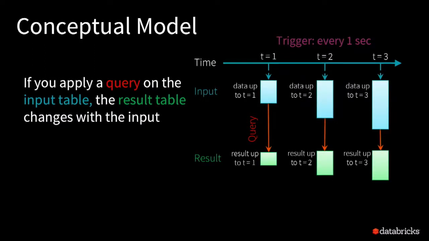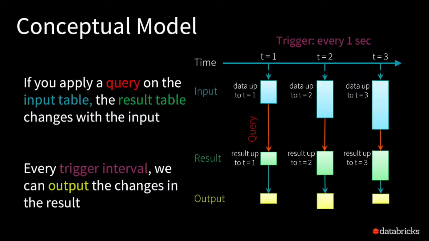Now let's say you apply some sort of query on top of it. Could be anything. I'll go into the details later. But what in the end comes out is a result. And this is true for batch or streaming or anything: you have an input table, you have a query, you get a result table. But in the case of this streaming conceptual model, this result table is continuously changing as the input table is getting new data.